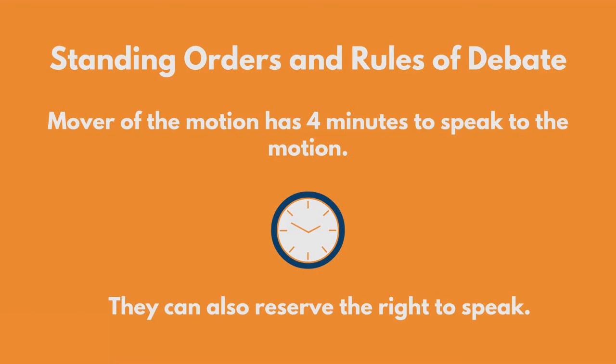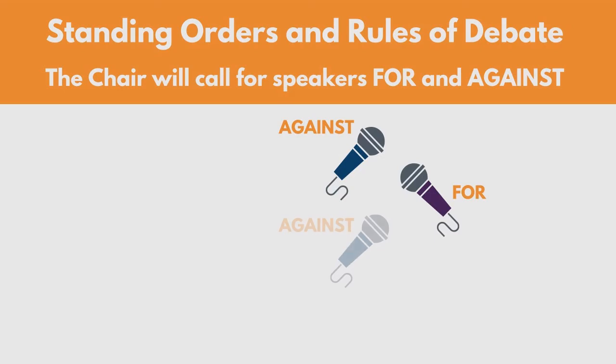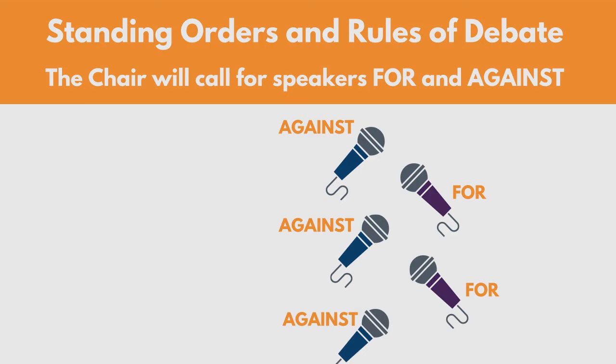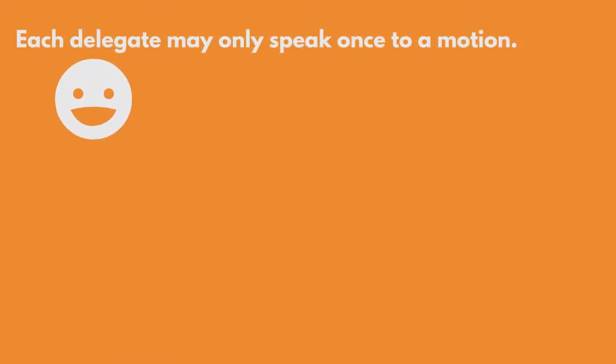Once the mover of the motion has spoken, the chair will call for delegates to speak for and against the motion. This will be in the sequence of against, for, and so on. All speakers other than the mover of the motion have a maximum of 2 minutes to speak. If you wish to speak, you should quietly move to the appropriate microphone and wait for the chair to call you to speak. A delegate may only speak once during the motion, so it's a good idea to have some points prepared before you speak.